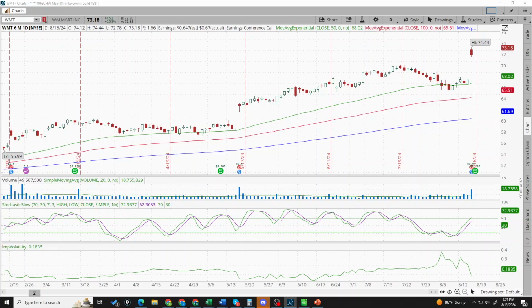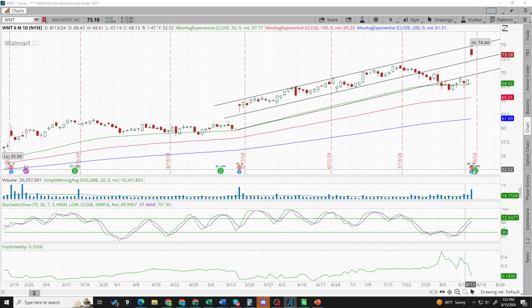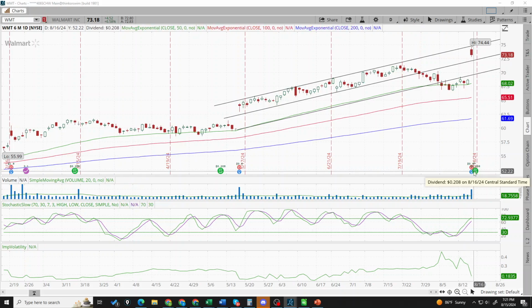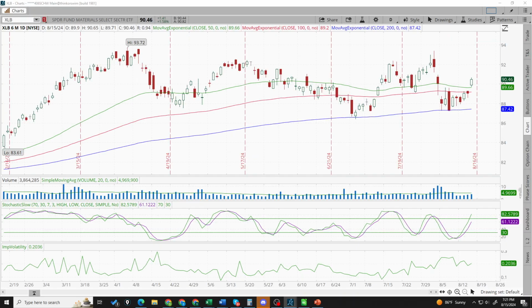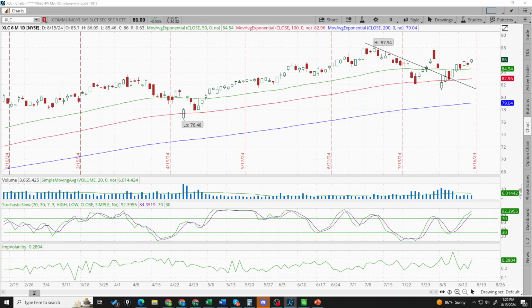Walmart. Did I hear Glenn say he held on this one through earnings? They got a good trade through earnings. Ooh. Yeah. XLB moving a little. Where do we see money flow, you guys? Where do we see strength? It's right back in for communication services.